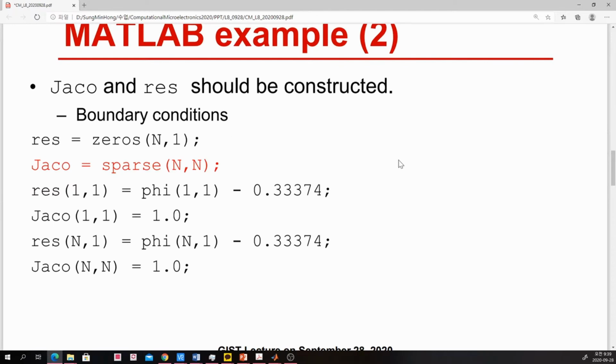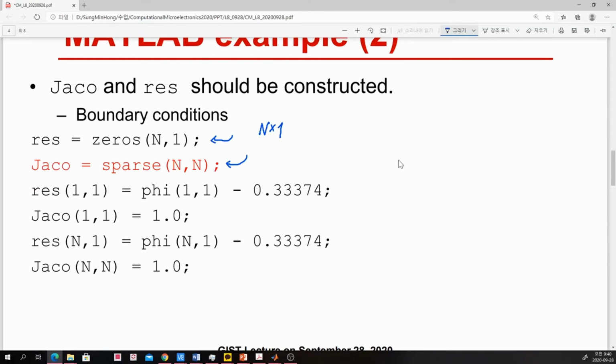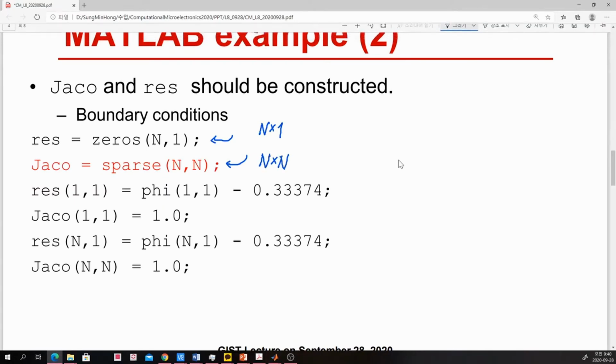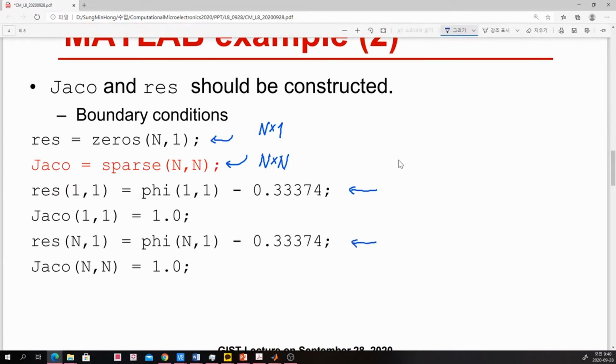So first, the residue vector is cleared and the Jacobian matrix is cleared. The residue vector is an n by 1 vector and the Jacobian matrix is an n by n matrix. And we have to introduce certain boundary conditions: this is the boundary condition for our first node, and this is the boundary condition for our last node.